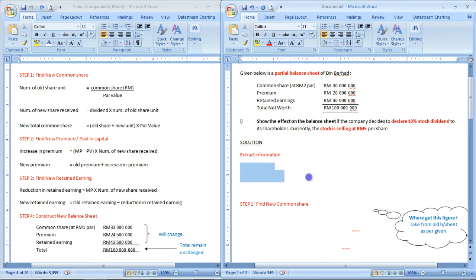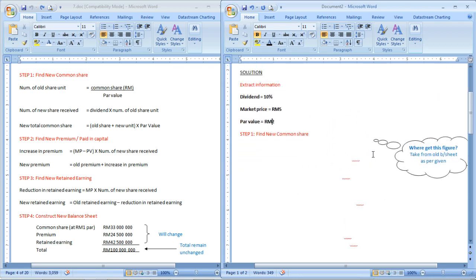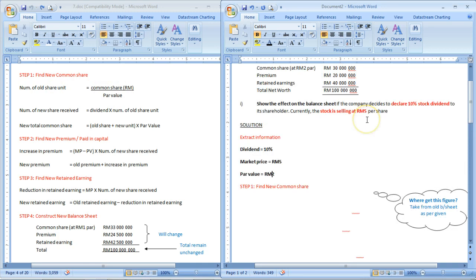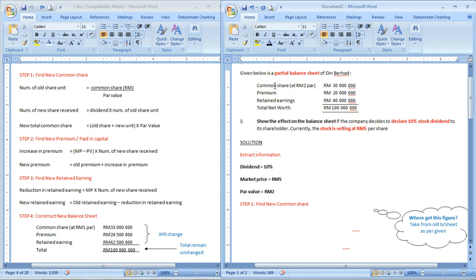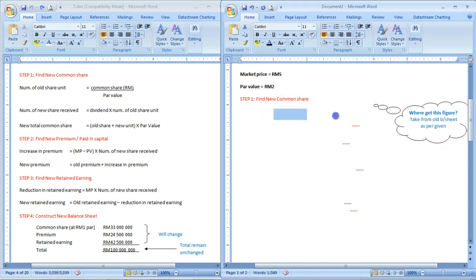So we try to extract the information. This is the first information that you need to know. The dividend rate is 10%, your market price is 5, and your par value is RM2. Now you can start to calculate. Number of shares in units: your common share in RM is 30,000, and you need to divide by your par value. The formula to find the number of shares is total RM divided by par value.